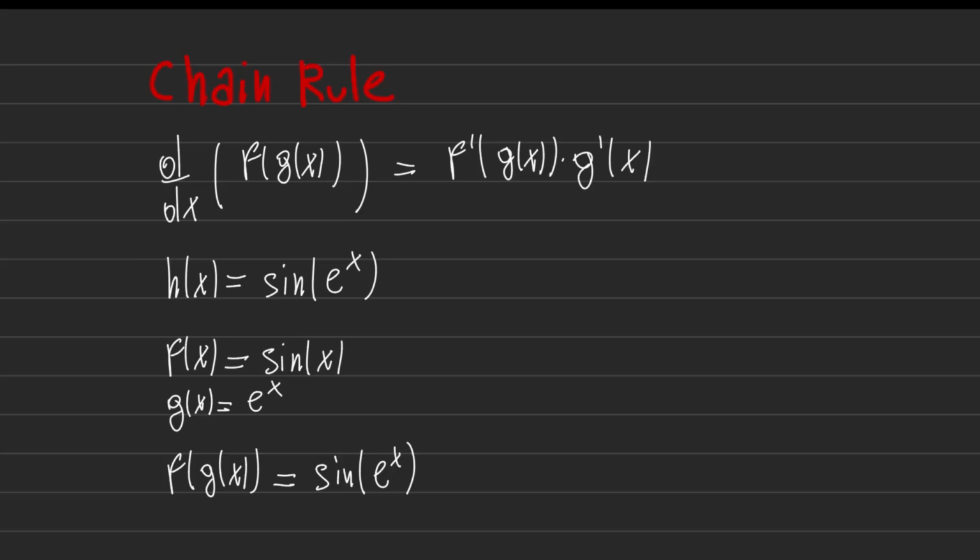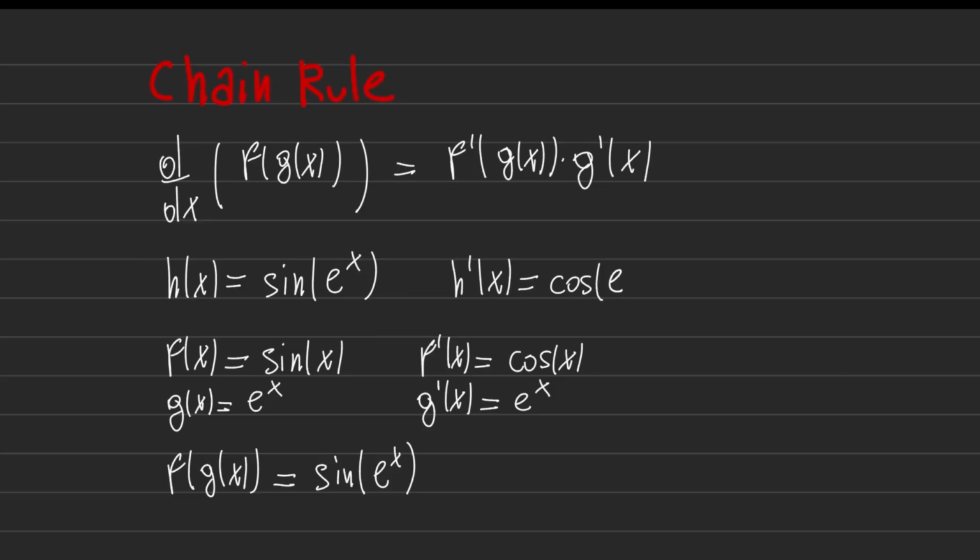And now let's compute the first derivative of f and g. F prime of x is equal to the cosine of x, and g prime of x is equal to e to the x. And now I'm in perfect shape to apply the chain rule. So when I want to compute h prime of x, I need to first consider f prime, which in this case is the cosine of x, and evaluate it at g of x, so at e to the x. And I get the cosine of e to the x times the first derivative of g, which is e to the x.